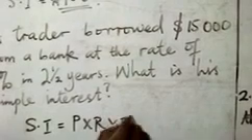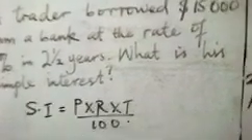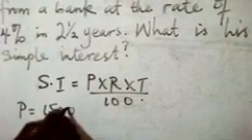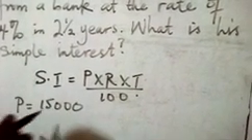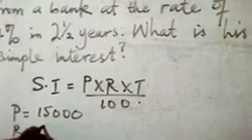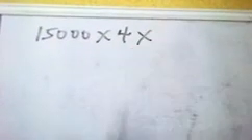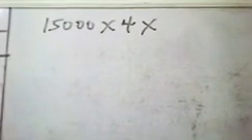Simple interest equals principal times rate times time over 100. Okay, so our principal here is $15,000. Okay, our rate here is 4%, and the time is 2.5 years. So our principal, I told you, is 15,000 times our rate, 4, then times. Now, this is what I want to call your attention to here.